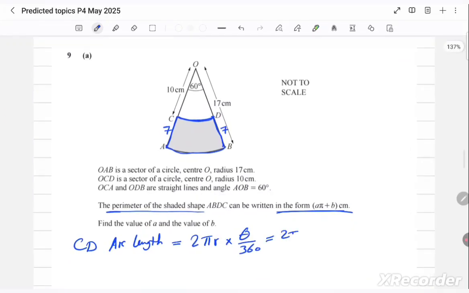So let's substitute: 2 pi r, and r here is 10, times theta, which is 60, divided by 360. Look here, the answer should be in terms of pi, so don't convert pi to 3.142. No, you should leave it. So make all calculations and leave it in terms of pi. I will leave pi here, I'm not going to touch this one. So I multiply 2 times 10 times 60 over 360.